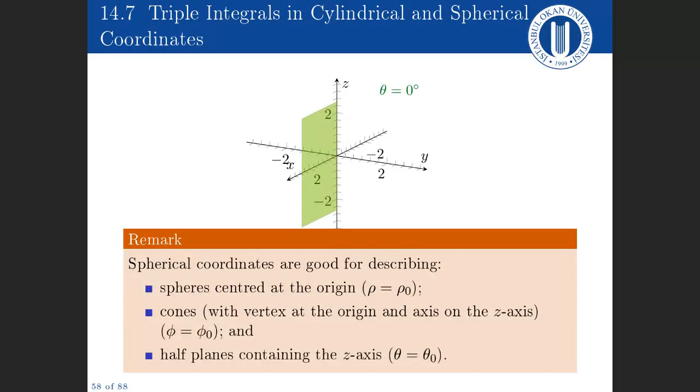And spherical coordinates are good for describing half planes which contain the z-axis, because these are theta is equal to a constant. Why is it a half plane now, not a whole plane? It's because now we're saying that rho must be a positive number. So we're only going to get half a plane.